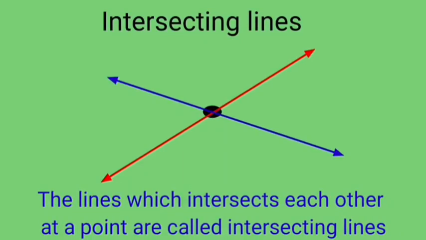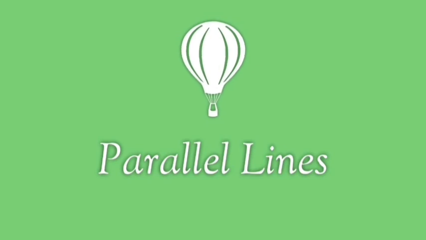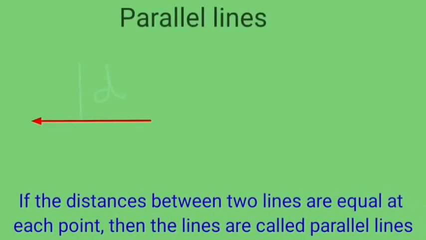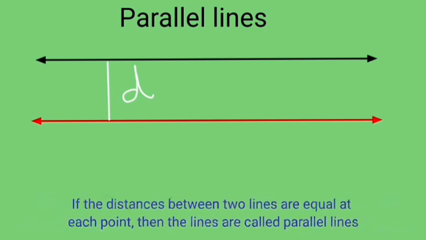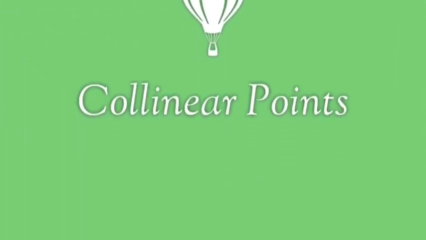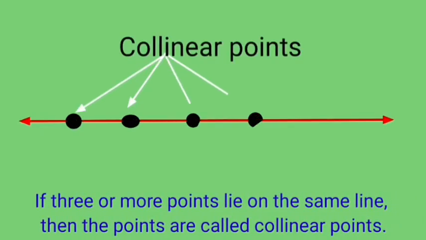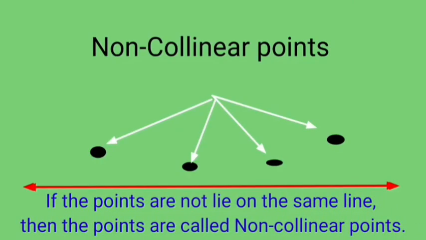The lines which intersect each other at a point are called intersecting lines. If the distances between two lines are equal at each point, then the lines are called parallel lines. If three or more points lie on the same line, then they are called collinear points. If the points are not on the same line, then they are called non-collinear points.